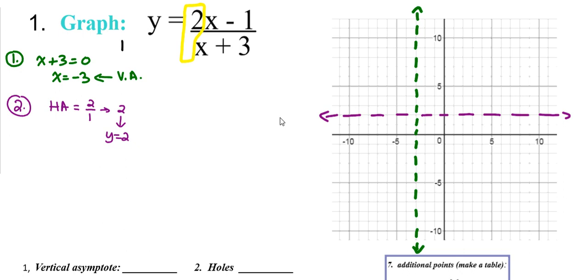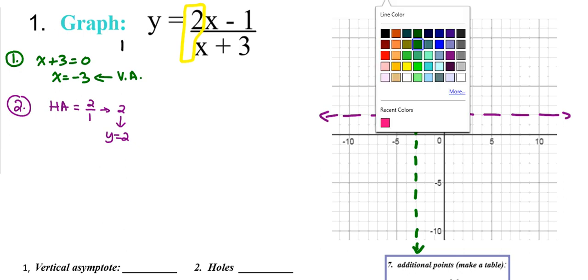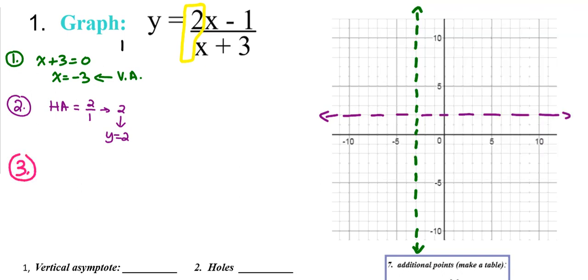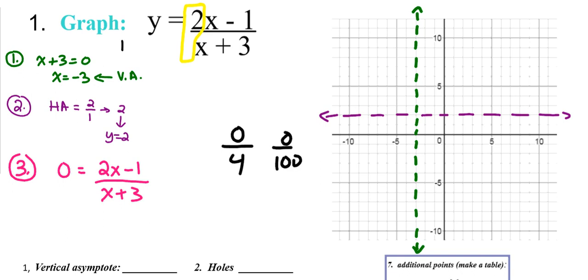All right, so step 3, we're going to find our x-intercepts, and we know to find our x-intercepts, we set y equal to 0. Now I want to tell you something. Let's talk baby math for a second. What would 0 over 4 be equal to? That's right, 0. 0 over 100, 0. 0 over negative 33, 0.